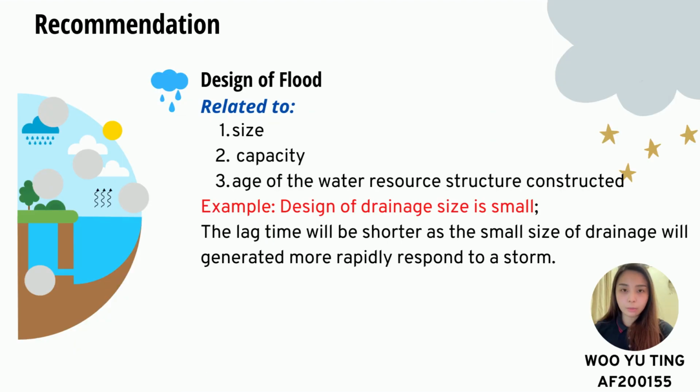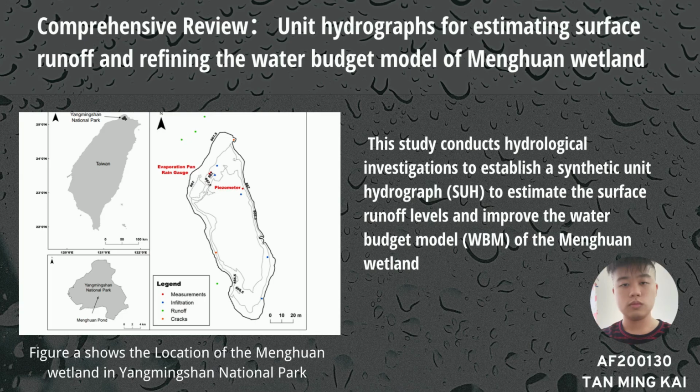Next, I will present the recommendations. In order to improve the unit hydrograph shape, there are several factors that should be considered. One of the factors is design of flood. The design of flood is usually related to the size, capacity, and age of the water resource structure constructed. For example, if the design of drainage is small, it will cause the lag time to be shorter and the storm runoff will be generated rapidly.